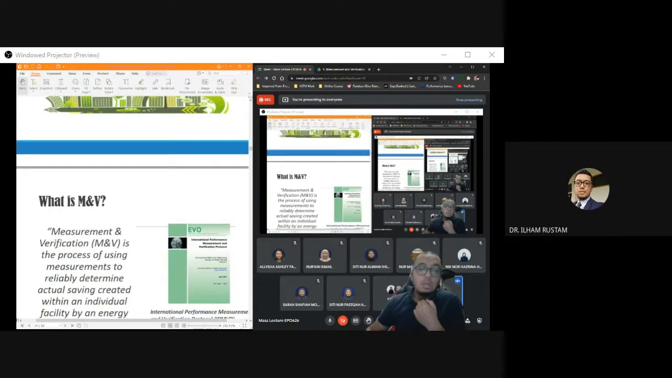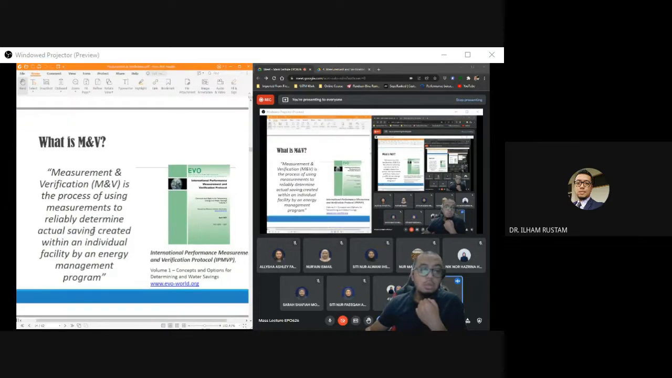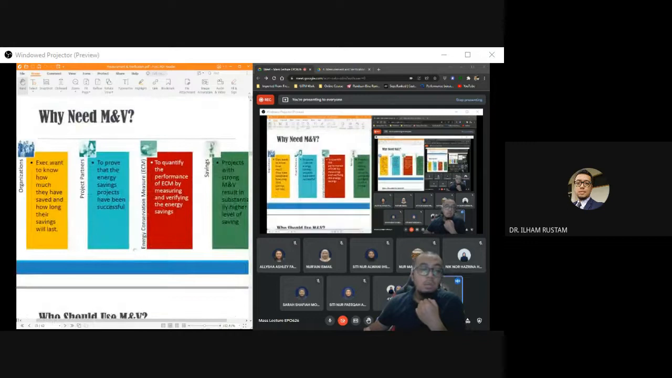So what is MNV? Basically, it's a process of using measurements to reliably determine actual savings created by either an individual facility or even the whole organization by an energy management program. This excerpt is taken from the International Performance Measurement and Verification Protocol, IPMVP, which the Malaysian government has been using as guidance. And why do we need it?